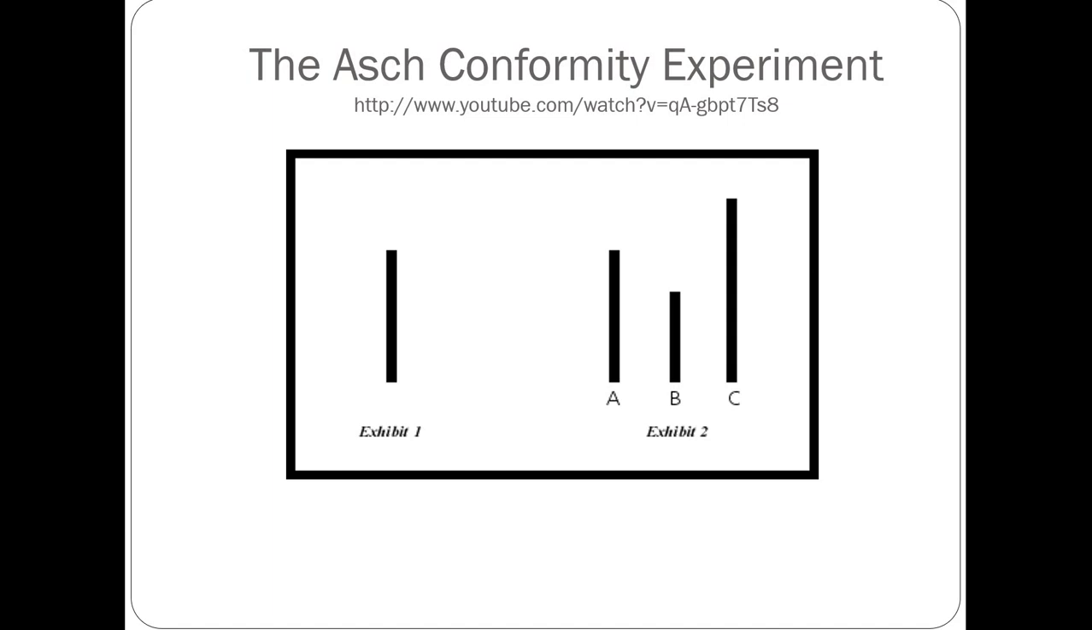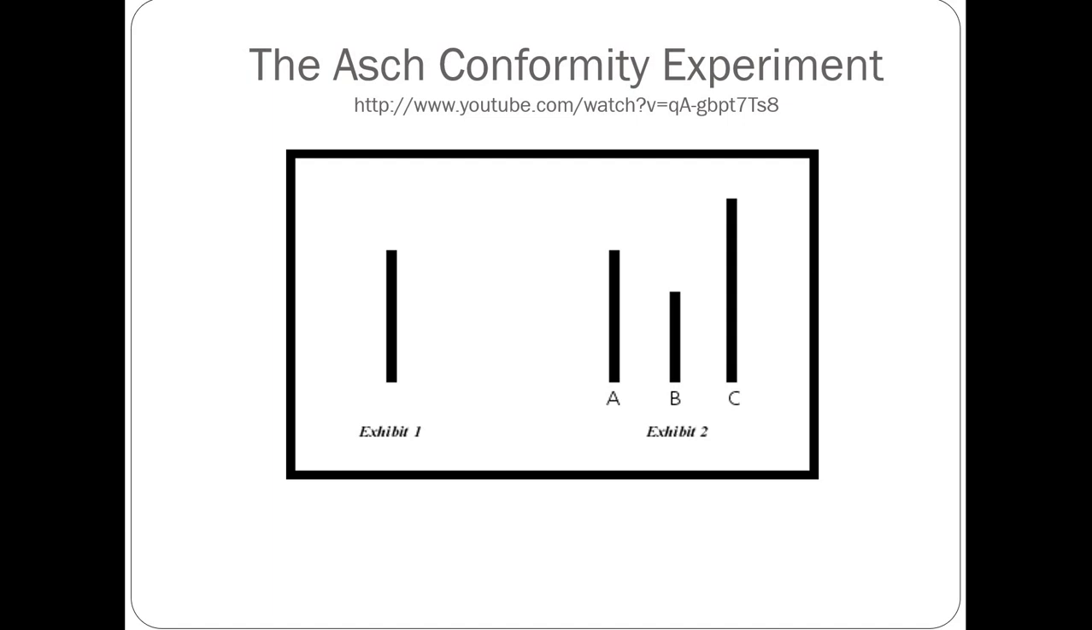tested the social and personal conditions that induce individuals to resist or to yield to group pressures, even though those pressures are contrary to fact. Okay, we can think of conformity here as yielding to group pressure. So in the Asch conformity experiment, as you know, there's five people in a room and they're shown these lines here, and they're being asked to say, okay, which of these A, B, and C most closely match the model here, exhibit one here.